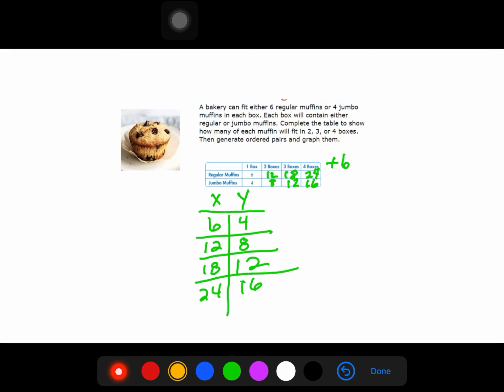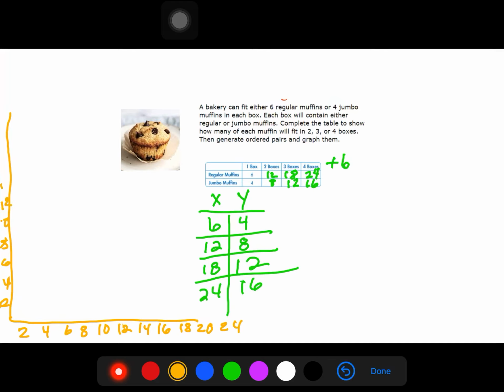I'm going to use a different color just in case. I'm going to draw my y-axis and my x-axis, and then I'll do 2, 4, 6, 8, 10, 14, 16, 18, 20, 24. And then I'm going to make my y axis go up by the same increments, but I only need to go up to 16. 2, 4, 6, 8, 10, 12, 14, and 16. Obviously, this is 0 here. This is 0, 0, my point of origin.